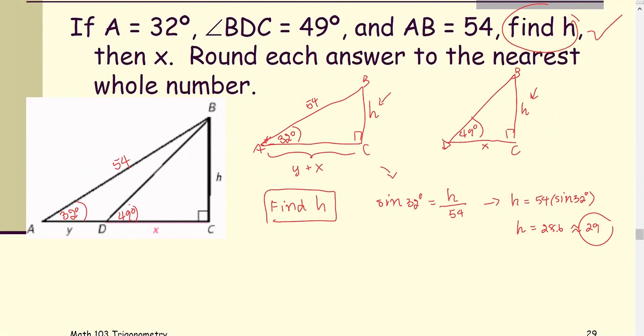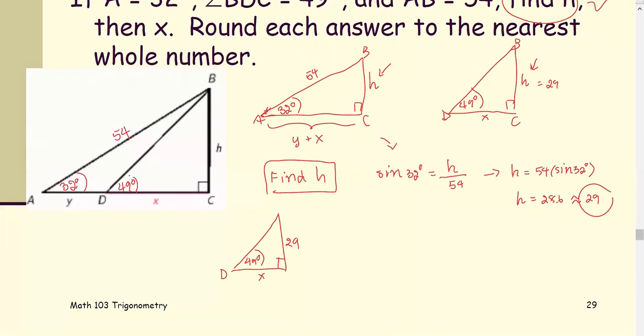Now, since h is 29 and both triangles have a common h value, this time we're going to use the smaller triangle. The h is 29 and angle D is 49 degrees. The adjacent is x. We're going to use the trig function cosine. Oh no, the tangent, sorry, because we know the opposite and the adjacent. So this time we use the tangent of 49 as opposite, which is 29, divided by adjacent, which is x.